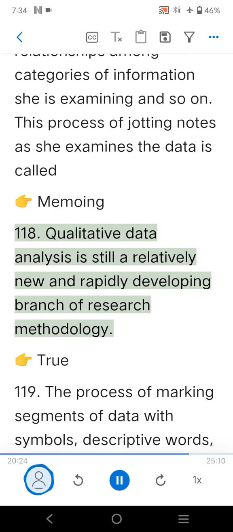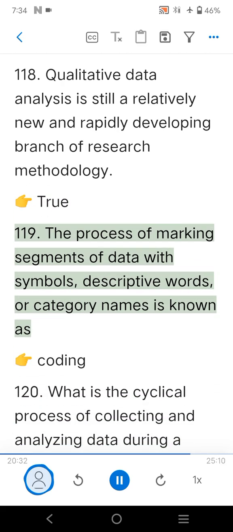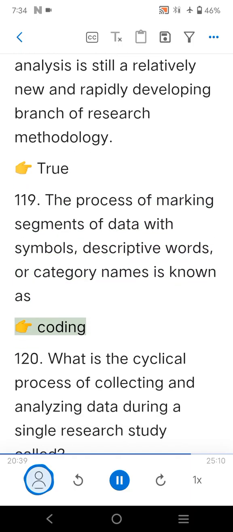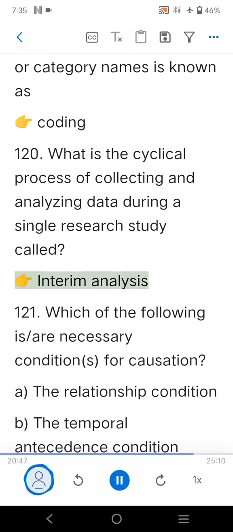118. Qualitative data analysis is still a relatively new and rapidly developing branch of research methodology. True. 119. The process of marking segments of data with symbols, descriptive words, or category names is known as coding. 120. What is the cyclical process of collecting and analyzing data during a single research study called? Interim analysis.